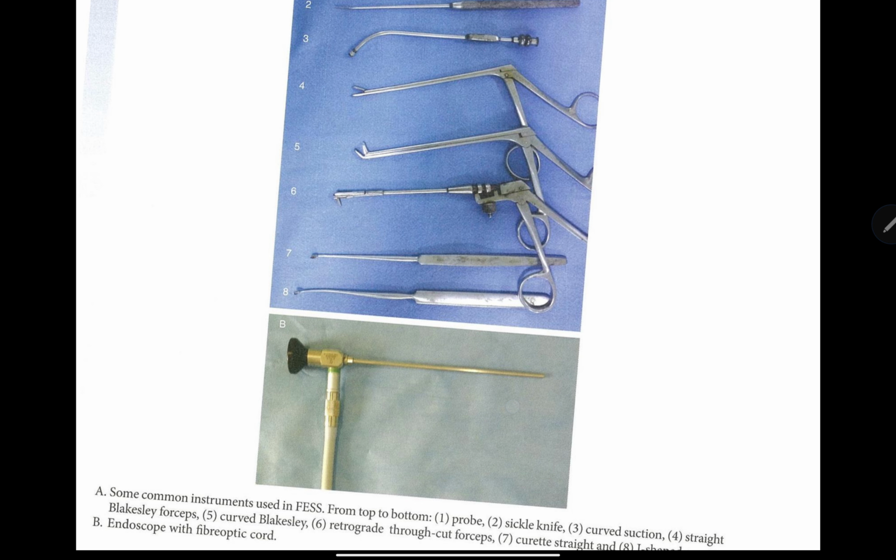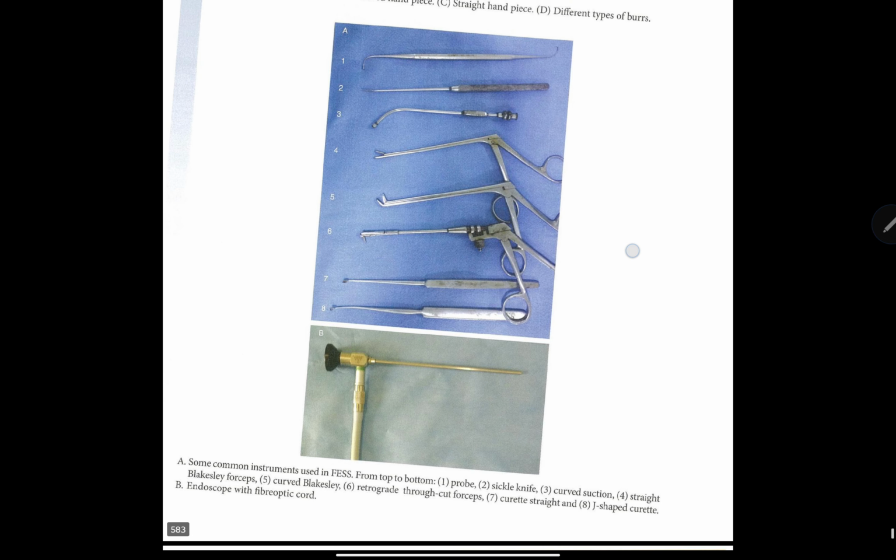Some common instruments used in FESS from top to bottom. 1 is a probe, 2 is a sickle knife, 3 is a curved suction, 4 straight Blakesley forceps, 5 curved Blakesley, 6 retrograde cut through cut forceps, 7 curette straight, and 8 J shaped curette. B is the endoscopic fiber optic cord.